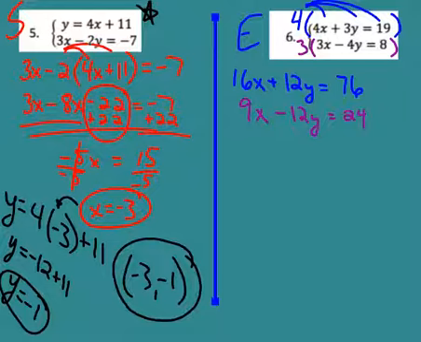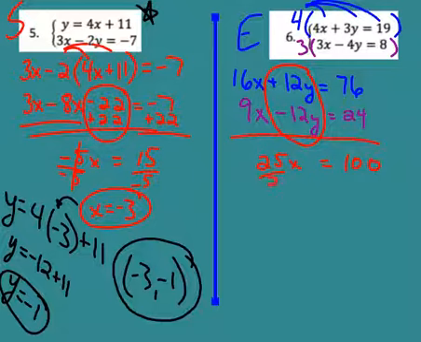If you can see all that, you're doing a great job. This is what I was looking for again. That middle cancels out. 16 plus 9 is 25x equals, that's actually 100. So divide by 25. 100 divided by 25 is 4.